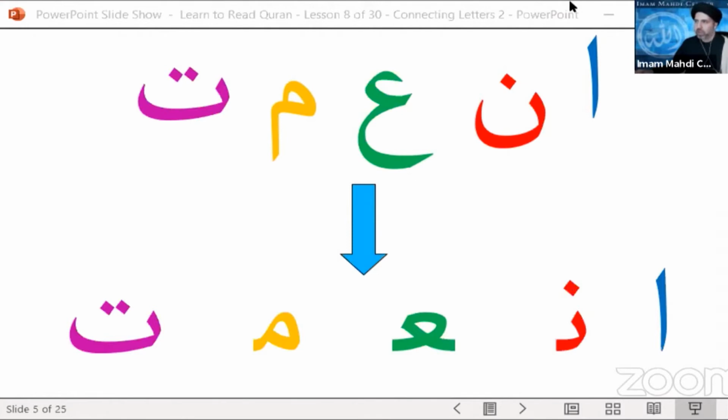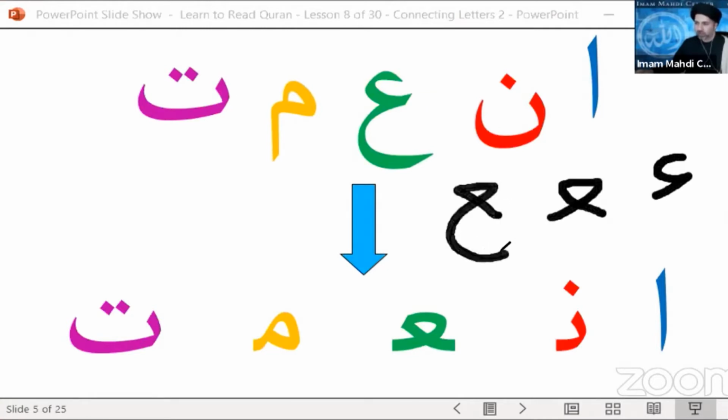Now, if you remember, the ayn has 3 lowercase forms. It has this form when it's the first letter of a word. It has this form when it's in the middle of a word. And then it has this third form when it's the last letter of a word. So since this ayn is in the middle of a word, we're going to use the second form here.